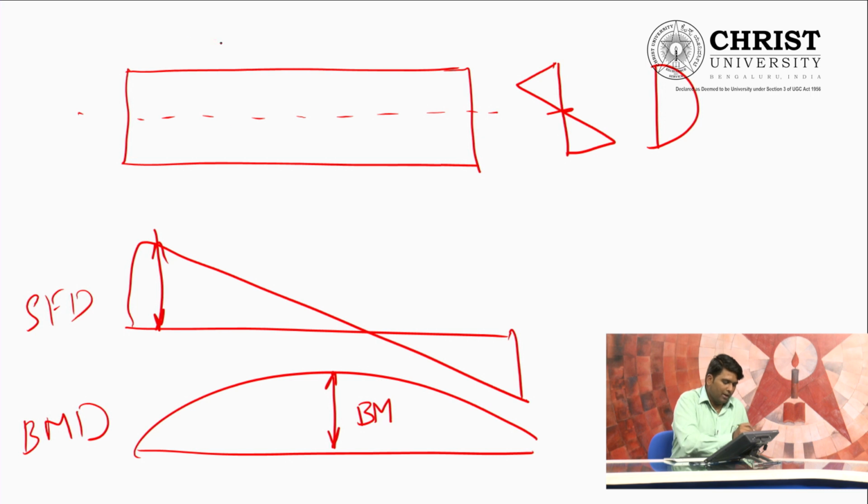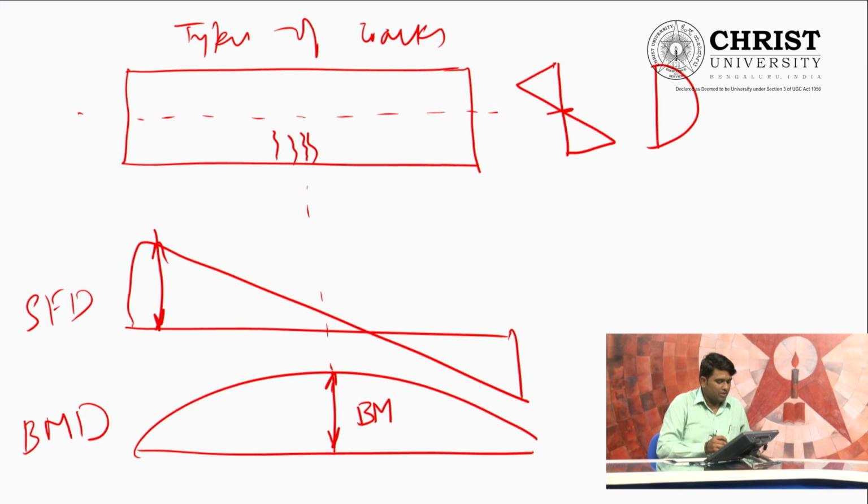So, what are the different types of cracks? One is flexural cracks: where the bending moment is maximum, we get flexural cracks, which are vertical in nature. Once you come near the support where shear force is maximum, we will have pure shear and we will have web cracks, which are inclined at exactly 45 degrees and are wider in nature.